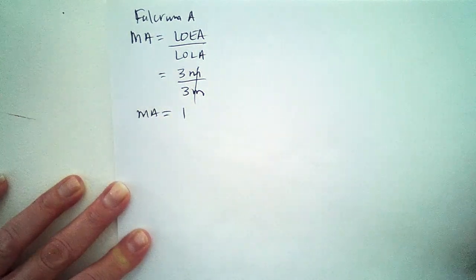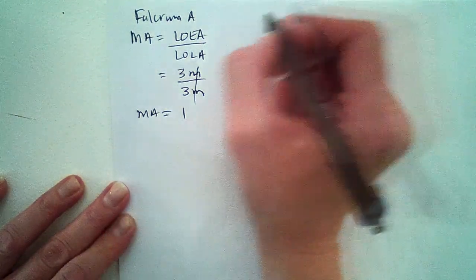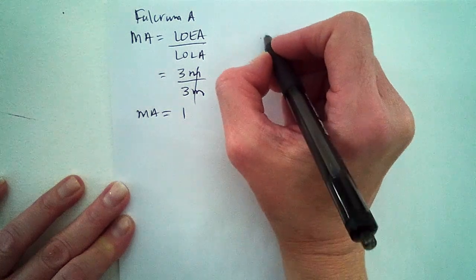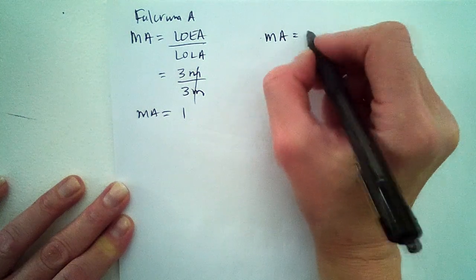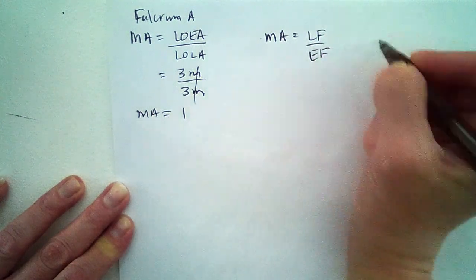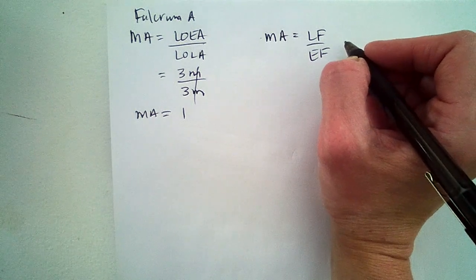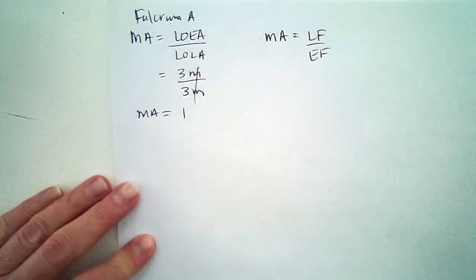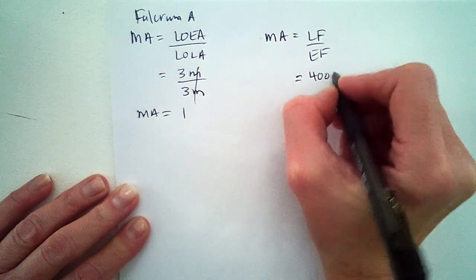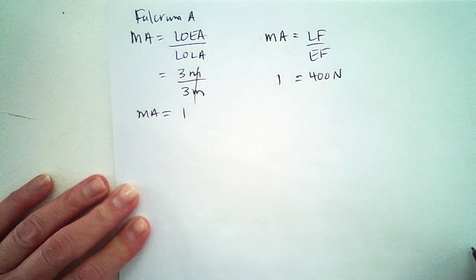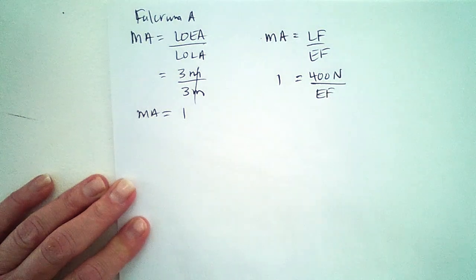Okay, and if I want to find the effort force for fulcrum A, then I would use the same formula. You would use MA equals load force divided by effort force. Okay, and if I look back on the question, I can see that the weight of the tires is 400 newtons. I know the mechanical advantage of this system is 1, and I don't know the effort force.